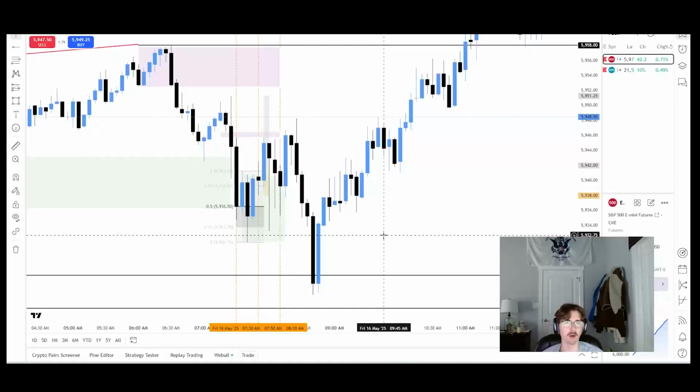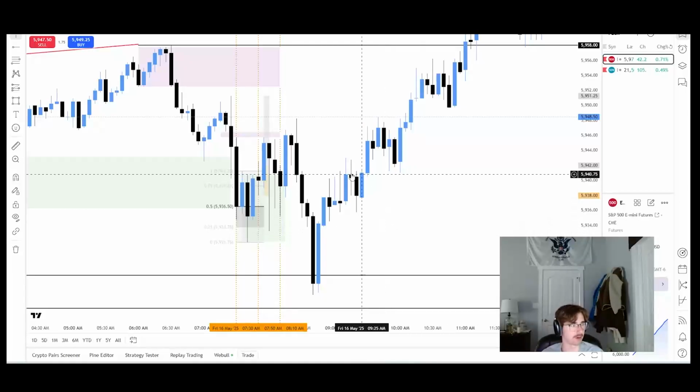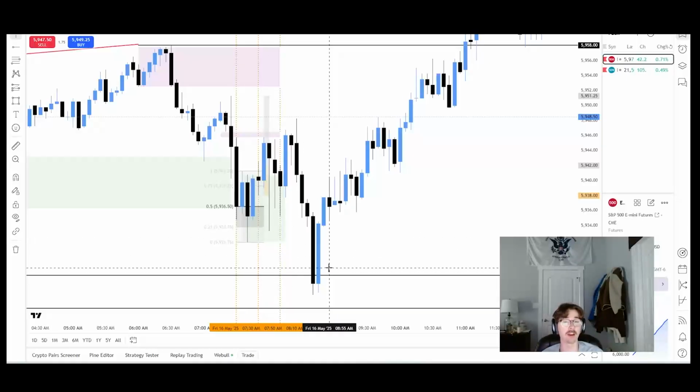If it was like a 1 hour liquidity sweep, like how it is right here on the 5 minute, right? There's a lot more orders compared to a 5 minute liquidity sweep than a 1 hour. Higher time frame confluences hold more power.